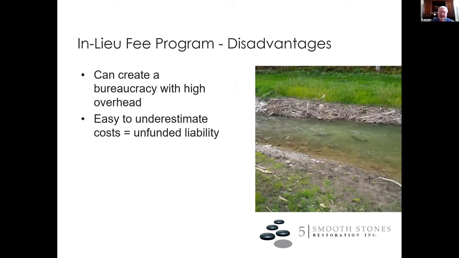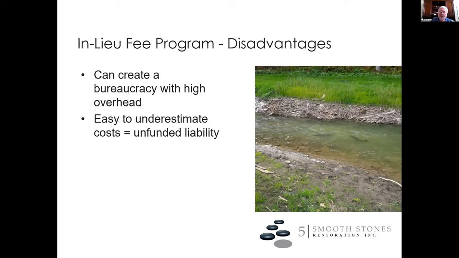Disadvantages: it can create a large bureaucracy. The in-lieu fee program in North Carolina at one point got up to just shy of 70 people. That's a lot of people. So that's a lot of cost. If it's not managed well, it can become a significant cost unto itself.